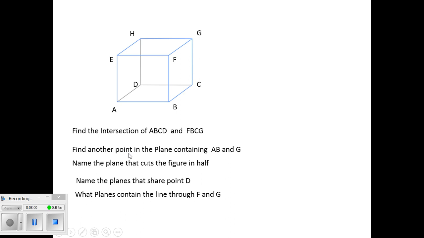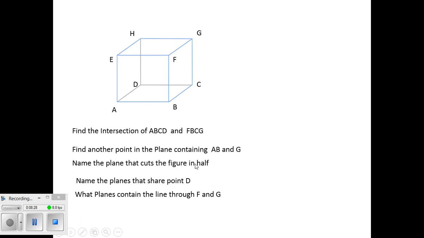Find another point in the plane containing A, B, and G. A, B, and G, okay? A, B, G would kind of be the plane that was slicing this figure, passing through A, B, G, and H. So it's not shown, but it's a plane that would slice it through, going through segment AB and HG, kind of diagonally cutting it, okay?